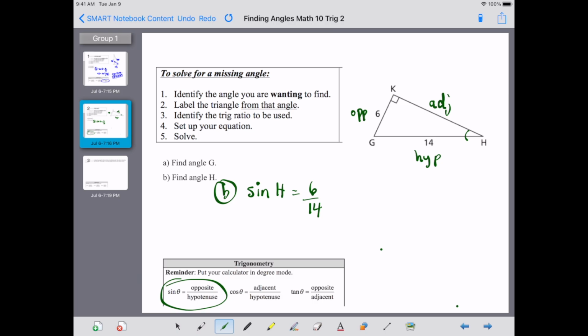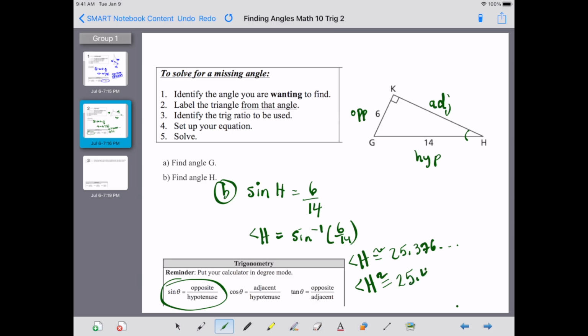At this point, we now know that angle H is going to equal the inverse sine of 6 over 14. So when we type that into our calculator, we are going to get that angle H is equal to approximately 25.376. So angle H, if we round to the nearest tenth, will be 25.4 degrees.